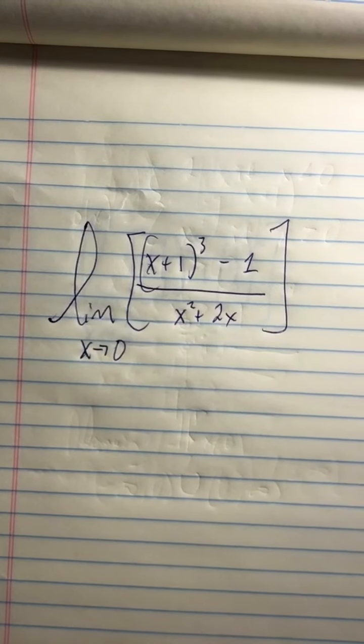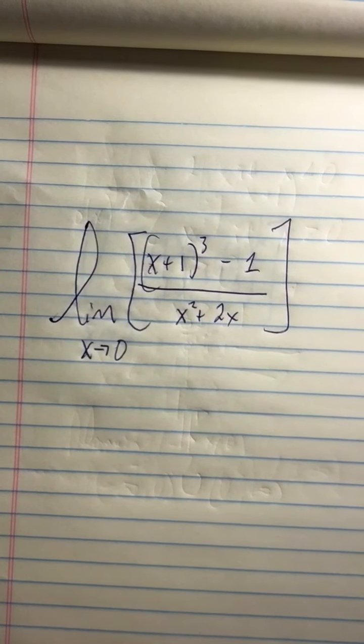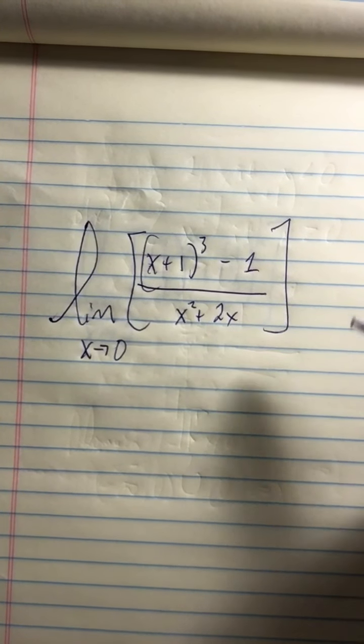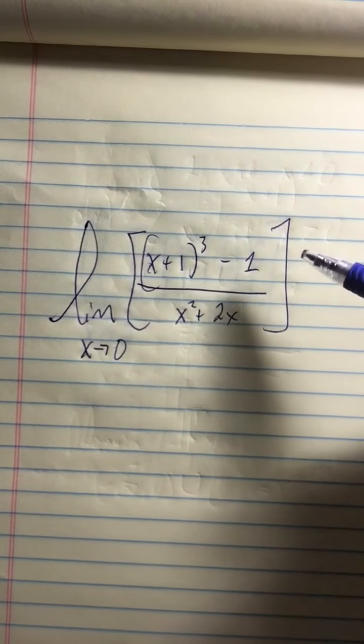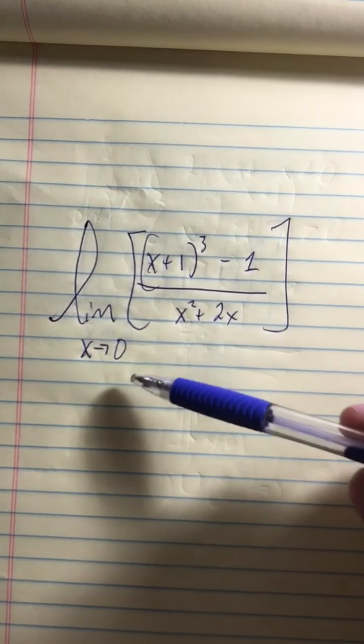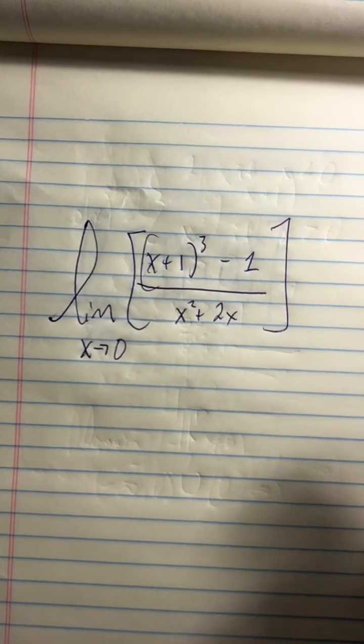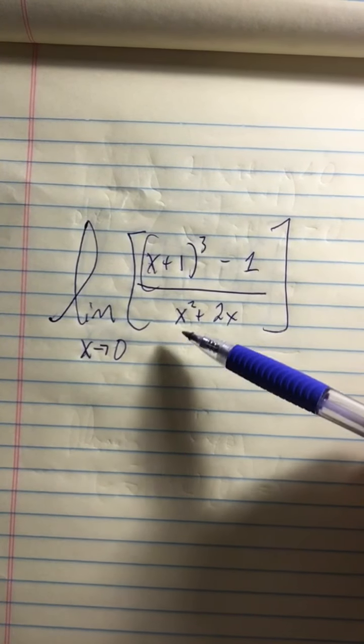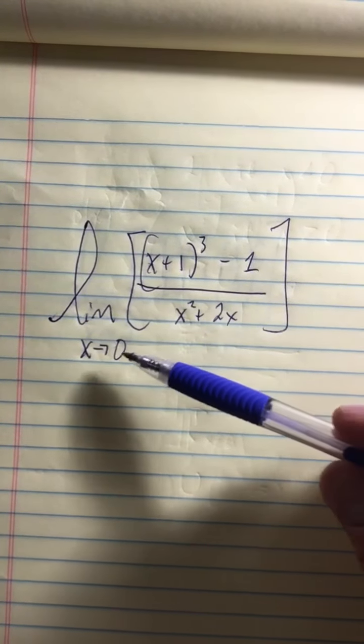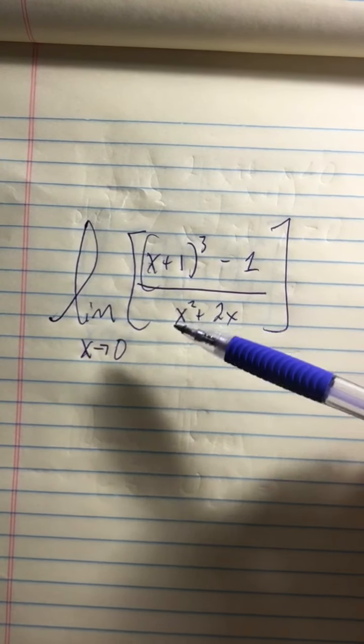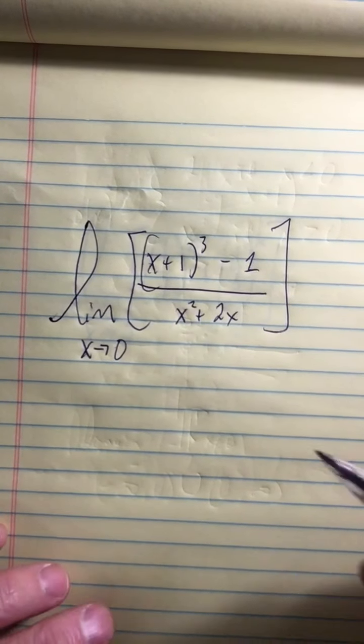Let's talk about limits. The direct substitution theorem says that if the function is continuous at this x value, you can just direct substitute in. But the problem here is that the function is not continuous at this x value, so I cannot just substitute in. So what am I going to do?